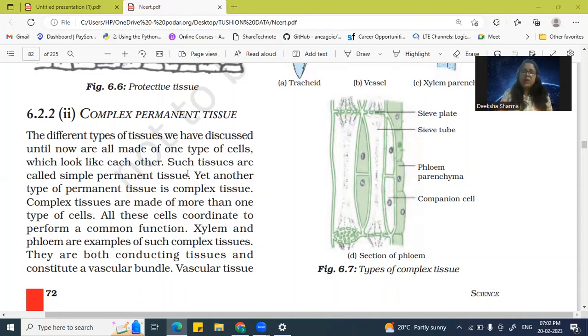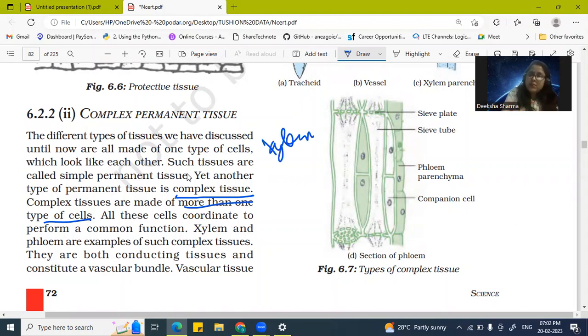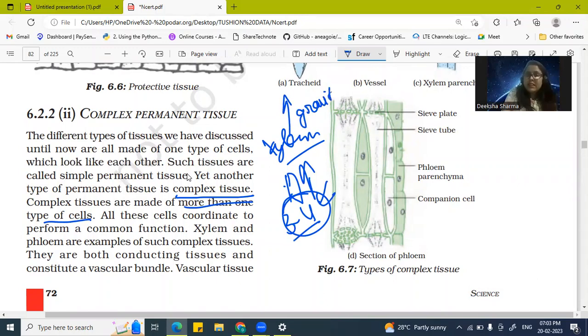But now we will learn about complex tissues. These tissues are also found in the plants only. What are these tissues? These tissues are made up of more than one type of cell, and all these types of cells coordinate among themselves to do a common function. Suppose we are talking about xylem, so xylem will not contain only one type of cell. There will be 3 to 4 types of cells working together to make the water flow in the upward direction against the gravity. Xylem has to work against the gravity.